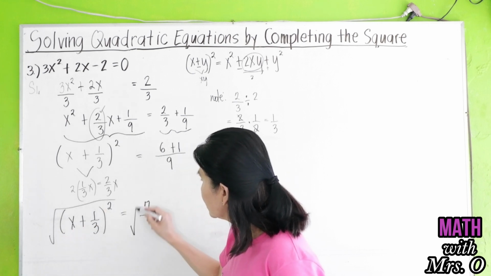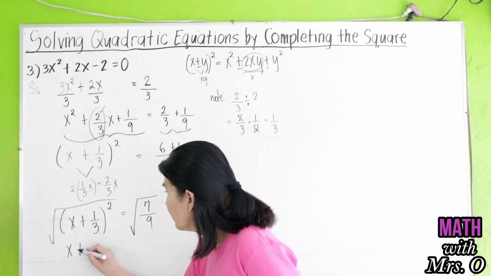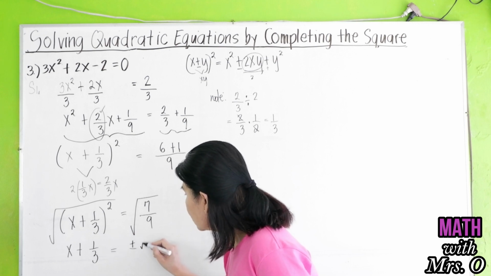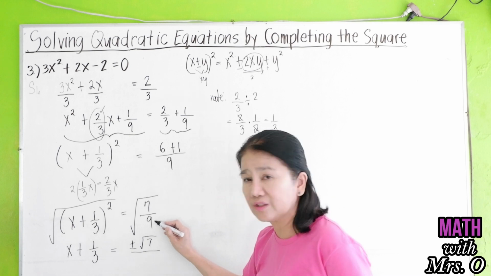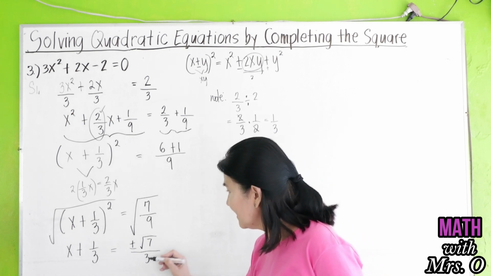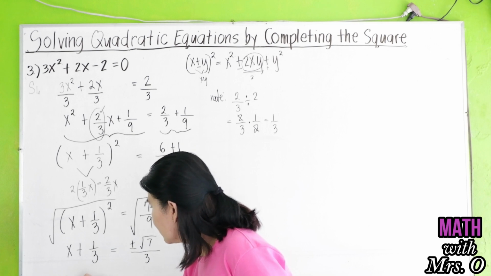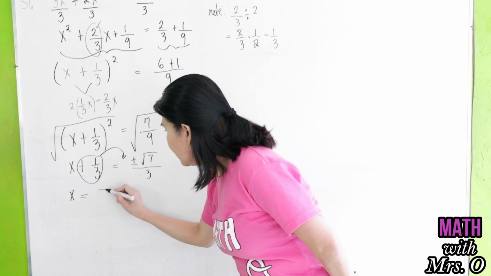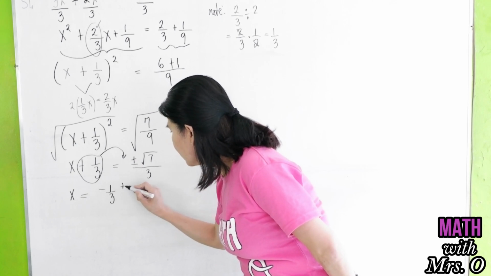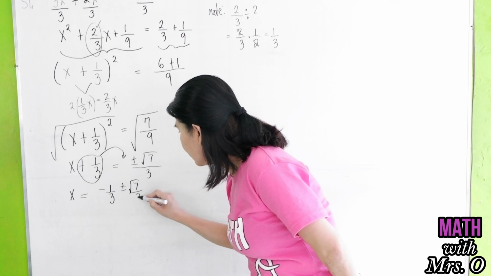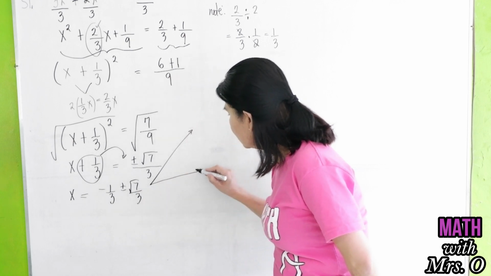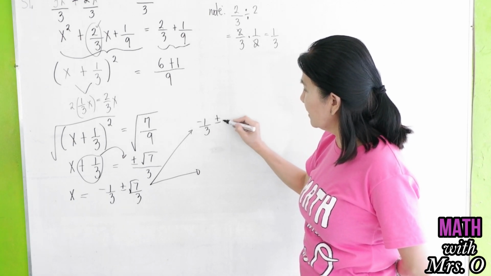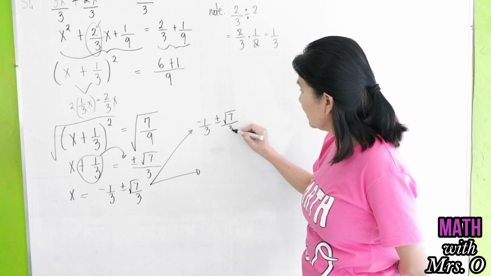Now take the square root of both sides. So we have x plus 1/3 equals plus or minus square root of 7 over, what's the square root of 9? It's 3. Now you can isolate x here by transposing this to the other side. So you have negative 1/3 plus or minus square root of 7 over 3, which gives you two values there. Negative 1/3 plus or minus square root of 7 over 3.